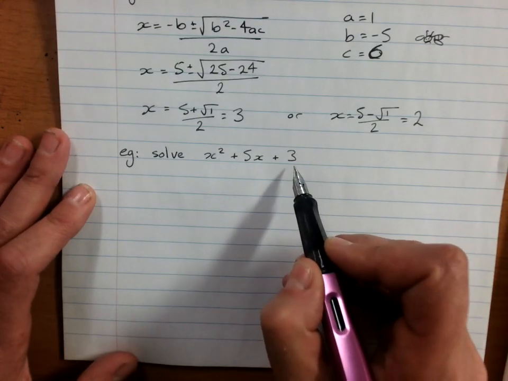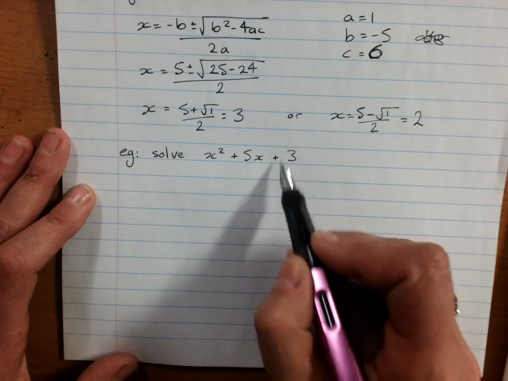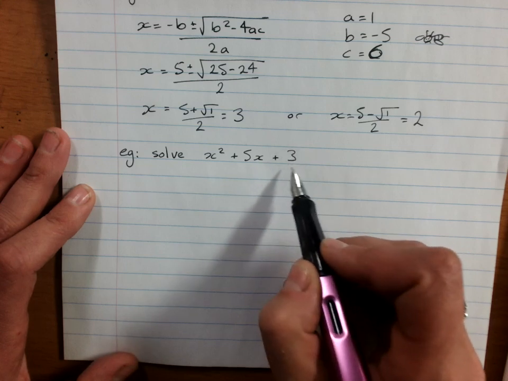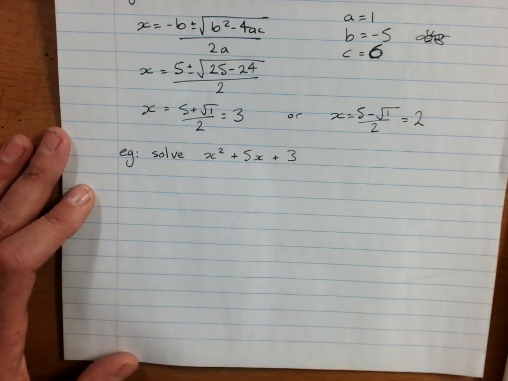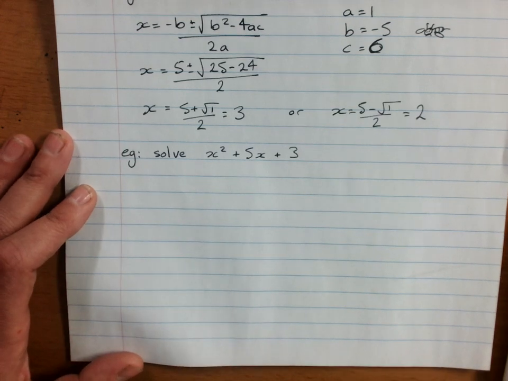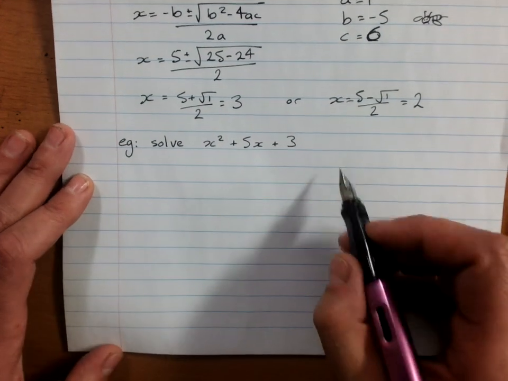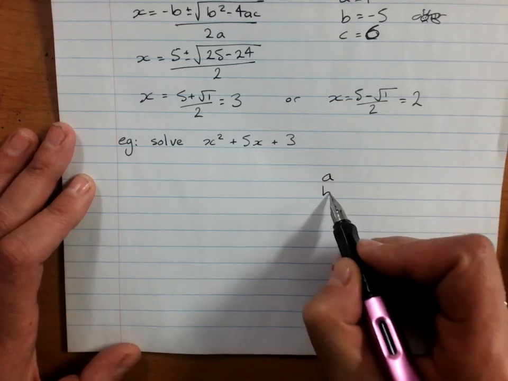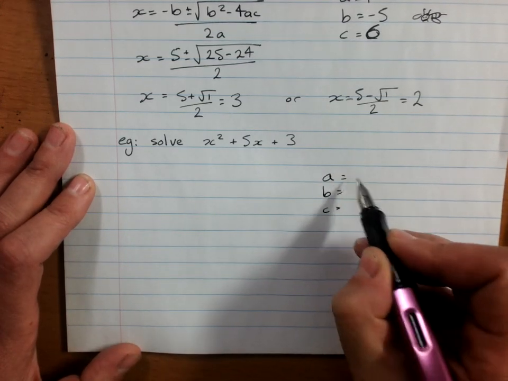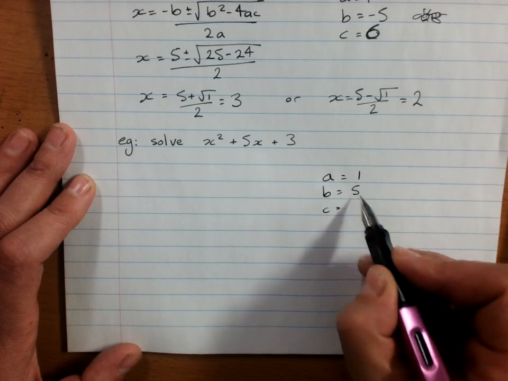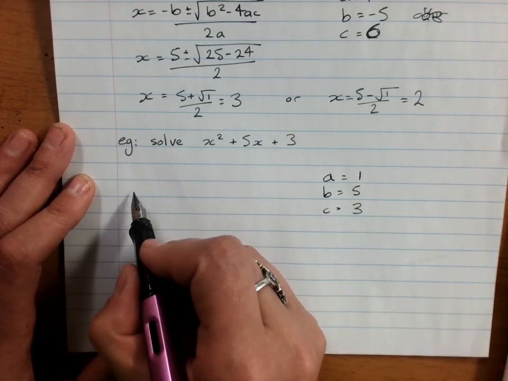Here, I can't factorize. The only factors of 3 are 3 and 1, and they don't get to 5. That says we've got fractions or probably surds involved. The quadratic formula will still let us solve it. I do recommend writing down a, b, and c. Write your quadratic formula.